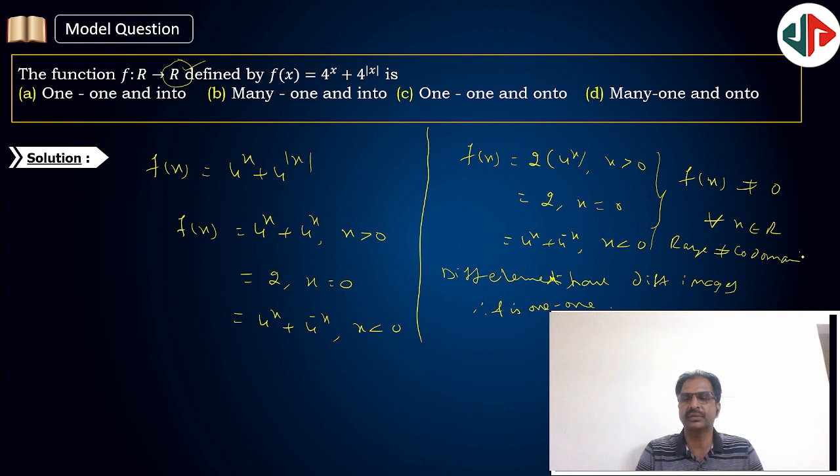So range and codomain cannot be equal, and hence the function is not onto. Any function which is not onto is said to be into. So the answer is 1-1 and into. Option A.